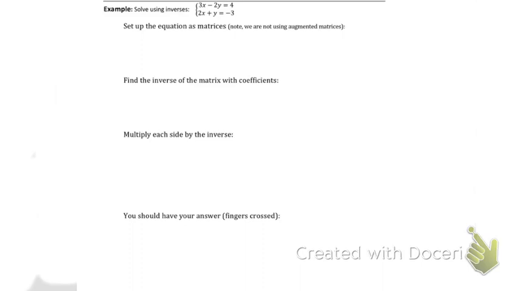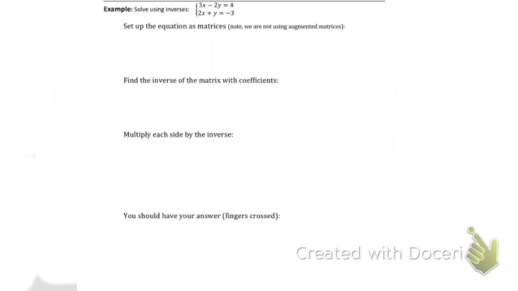All right, so we're supposed to solve using inverses. The first thing you're going to do is set it up as matrices. Note we aren't using augmented matrices. You have to be very clear on the test on what you're doing, because there will be a calculator section. And I'll show you tomorrow how I want you to show work on a calculator section. But you have to be very clear that you're not using Gaussian elimination by accident.